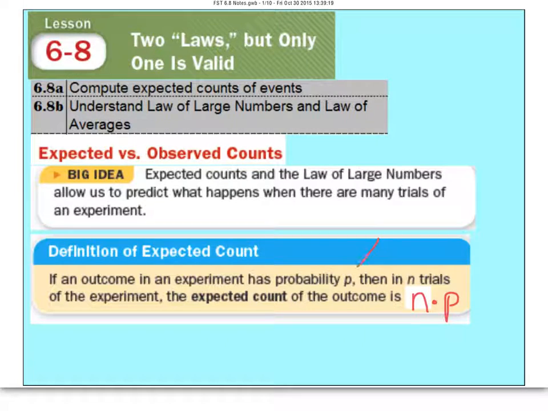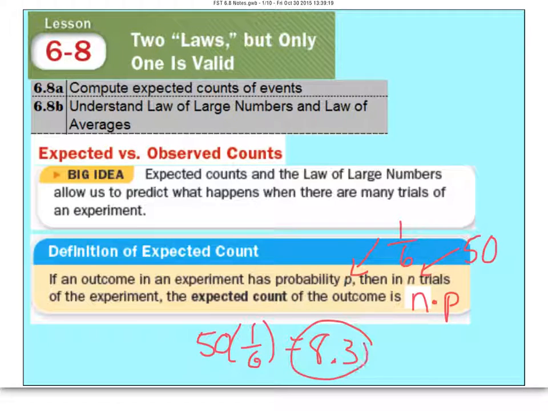The probability in an experiment, let's say we're tossing a 6-sided die. What's the probability of getting a 1? Well, 1 out of 6. What if we did this trial 50 times? How many ones could we expect to happen in 50 tries? Well, you take the count times the probability, and what you're going to get is about 8.3. Now be careful, this is a theoretical number. Never could we roll the die 50 times and get 8.3 ones to show up. This is just a theoretical expected count or an average.